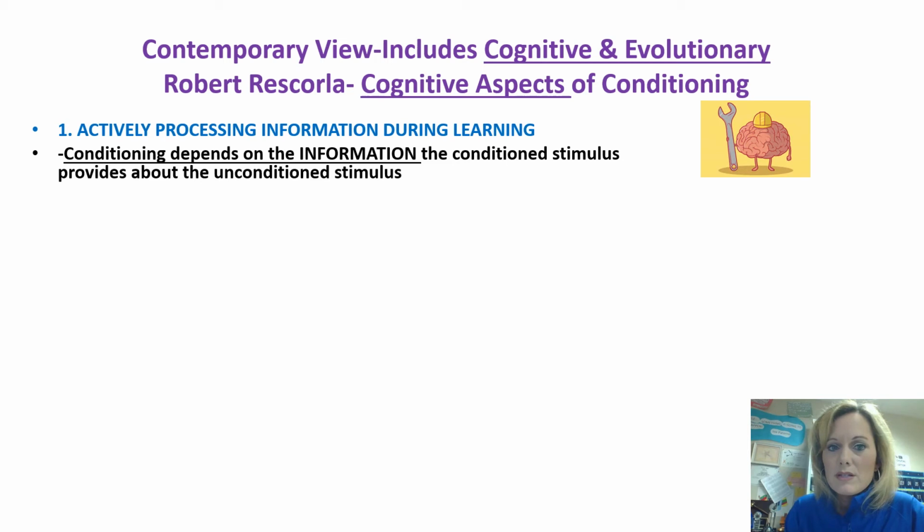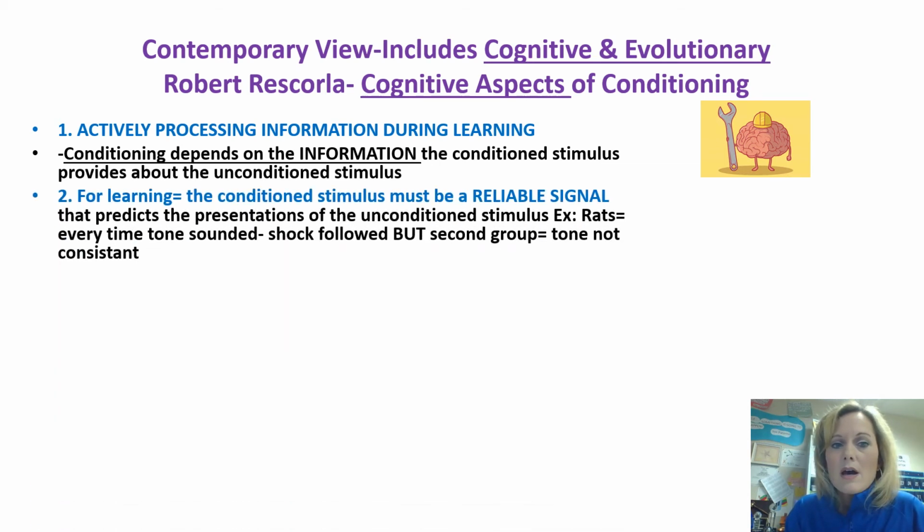And what was really interesting is that he talked about how organisms, humans and animals, actively process learning behavior. And he thought, okay, classical conditioning is a reflex, but there is some information processing going on as people are learning things. And the conditioning depends on the information that is provided between the two stimuli. And then for learning, for the organism, the conditioned stimulus needs to be a reliable signal.